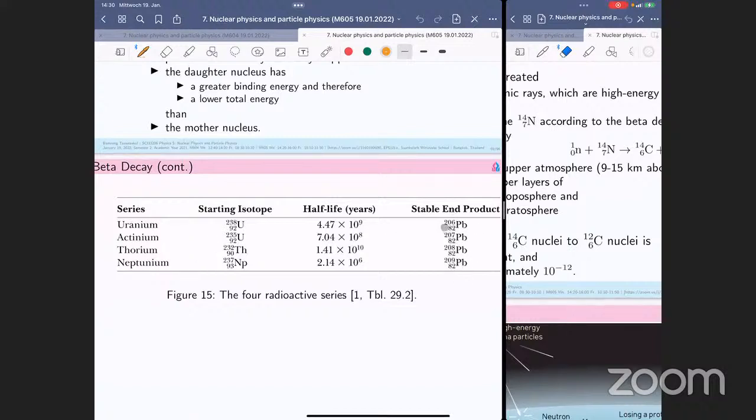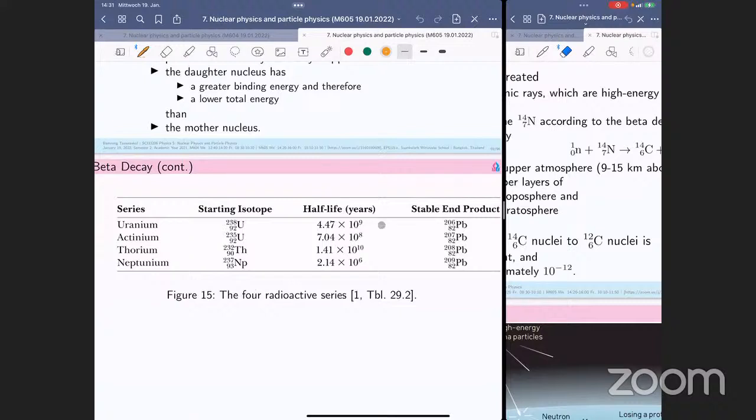It takes a long time, and the ending point for all of these four series will be lead. But it's a different version, different isotopes of lead. Everyone will stop at 82 as the number of protons, but the number of nucleons, the mass numbers, might be different: 206, 207, 208, 209, in increasing order. That's the four series that take place in nature.